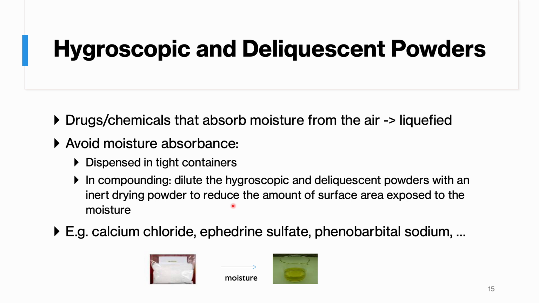So this will reduce the amount of surface area exposed to the moisture and avoid any liquefied preparation form. Example, calcium chloride, ephedrine sulfate, or phenobarbital sodium, etc. These powders are very sensitive to moisture, and they can draw the moisture and become liquefied. So again, for these kinds of powder, they need to be dispensed in tight containers.